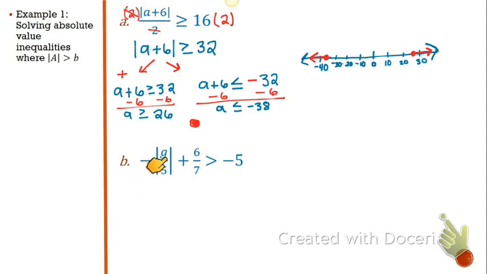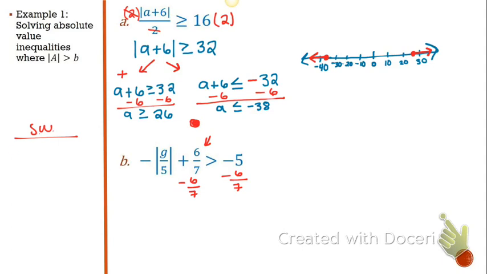B, we have negative absolute value of G over 5 plus 6 over 7 is greater than negative 5. So, number one, we have to leave the absolute value by itself. So what I'll do, I like to begin with the coefficients, okay? So I have a positive 6 over 7, so I'm going to subtract that 6 over 7 on both sides. Now I'm going to show my scratch work over here.